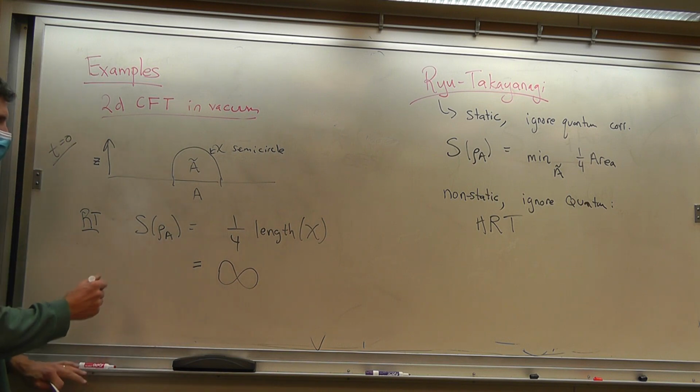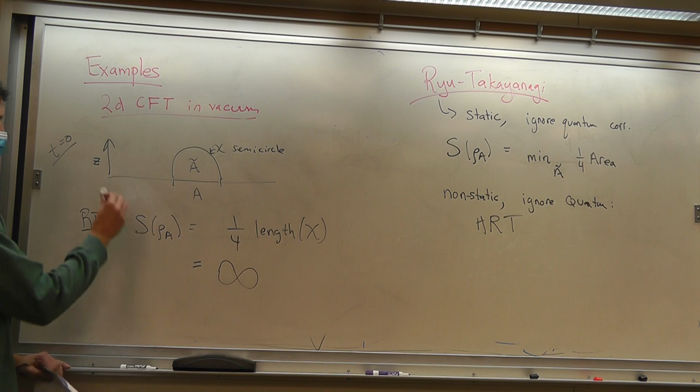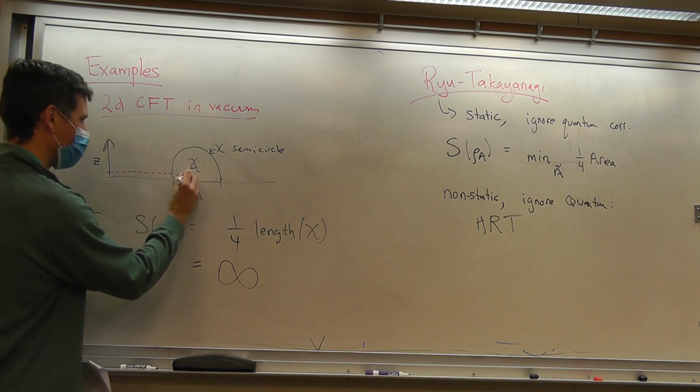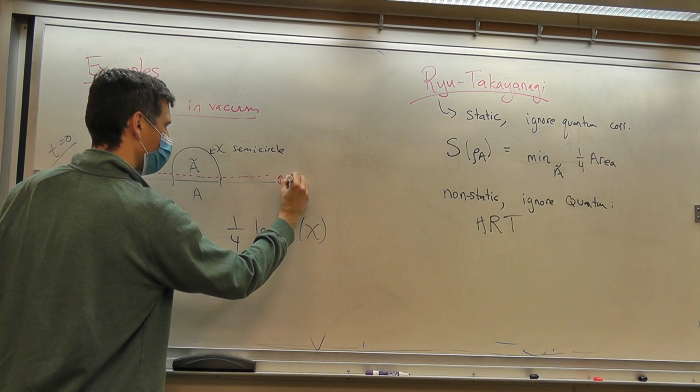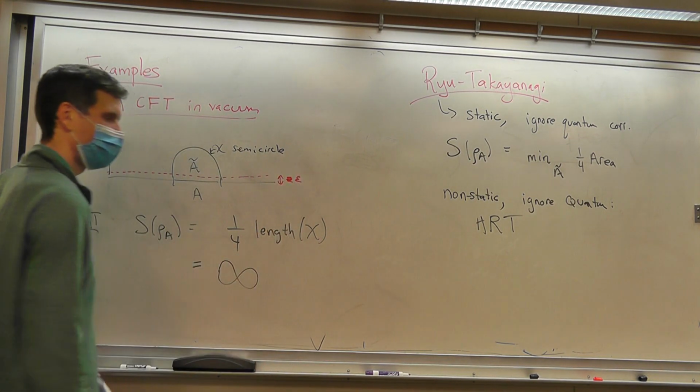So we're going to regulate it. And the way we regulate it is by putting a cutoff some distance epsilon from the boundary.